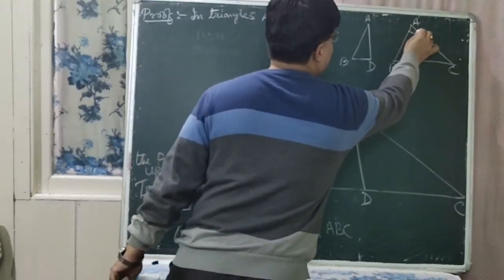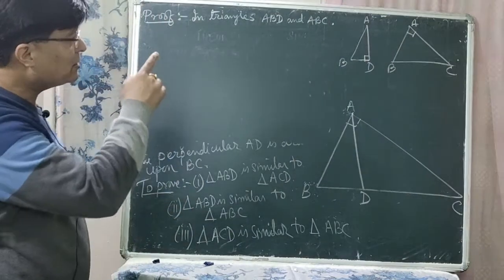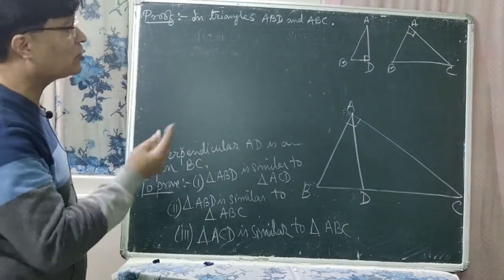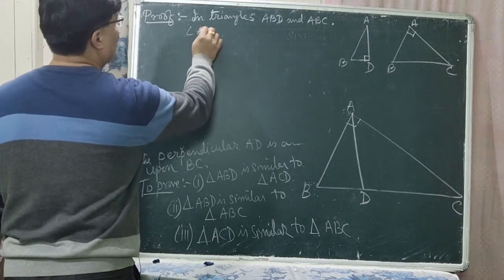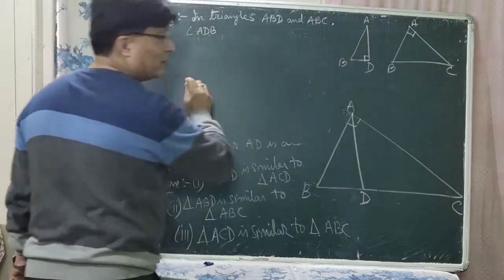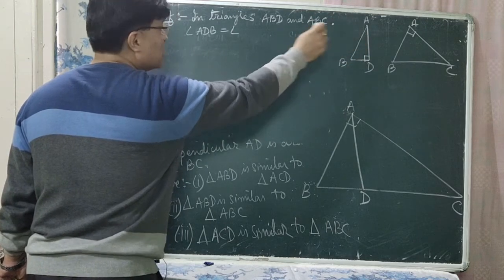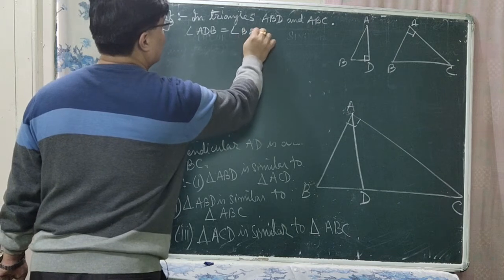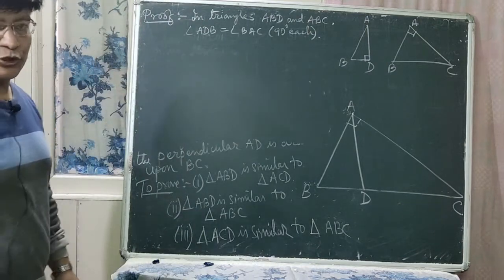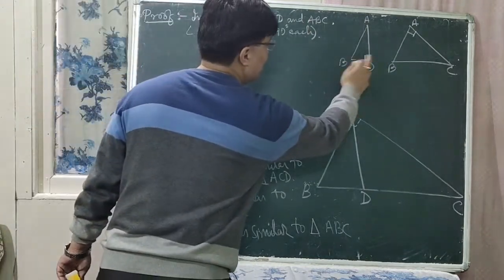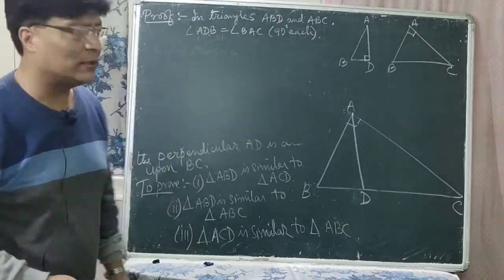You know that this angle is 90 degree, right? And this AD is drawn perpendicular to BD. That means angle ADB is also 90 degree. That means these 2 angles are equal, isn't it? So angle ADB from this triangle is equal to angle BAC from that original triangle, right? Angle BAC, both are 90 degree each. Okay? And this is angle B, this is angle B. This is the same angle, isn't it? Same angles are there. That means they are automatically equal, right?